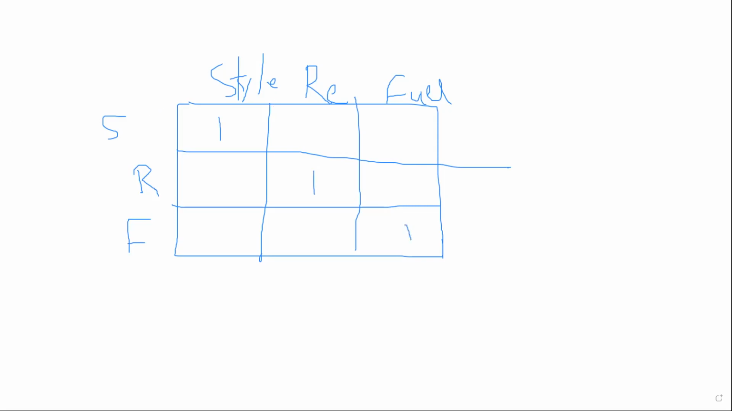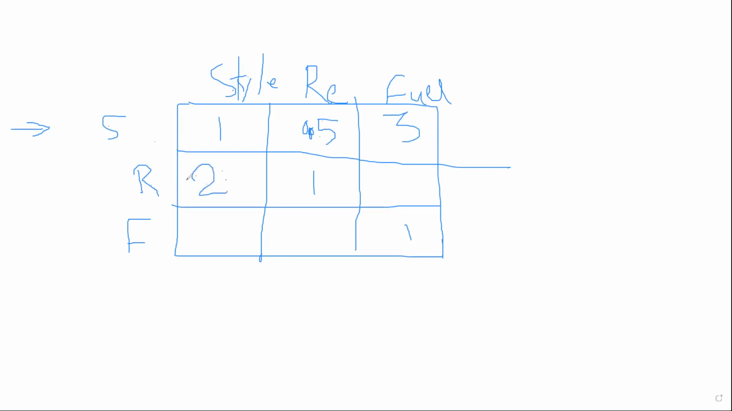Now you read in this way, you read in terms of row. So style to reliability is preferred half, or you can say half is 0.5. Style to fuel economy is preferred 3 times. Now you check the reliability to style. So style to reliability is 0.5. Reliability is twice preferred over style.